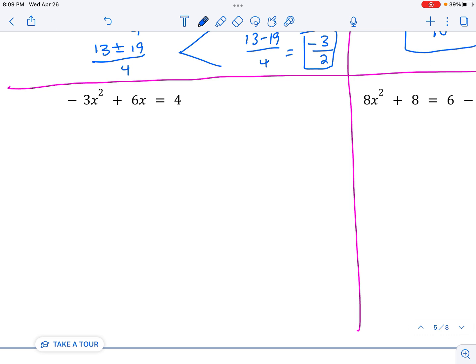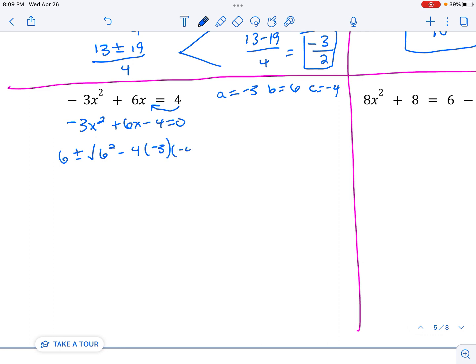All right, my equation does not equal 0, so I have to move it over. I have negative 3x squared plus 6x minus 4 equals 0. A is negative 3, B is 6, C is negative 4. So I have negative 6 plus or minus the square root of 6 squared minus 4 times negative 3 times negative 4, all over 2a. Sorry, that was going to bother me. It didn't really look like a 3.